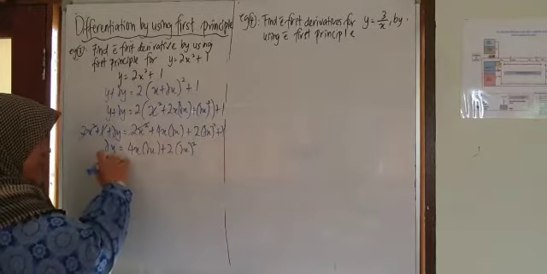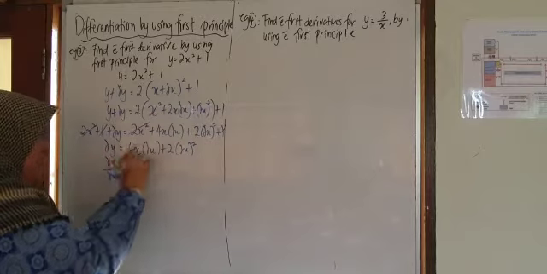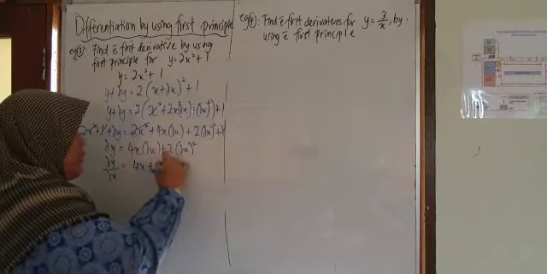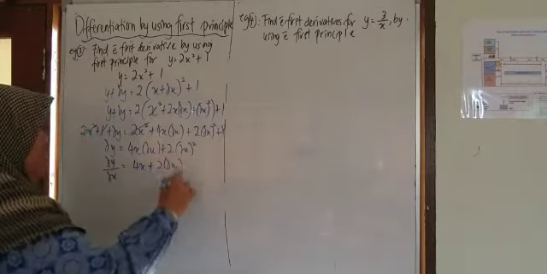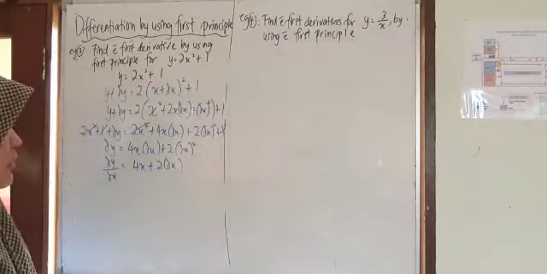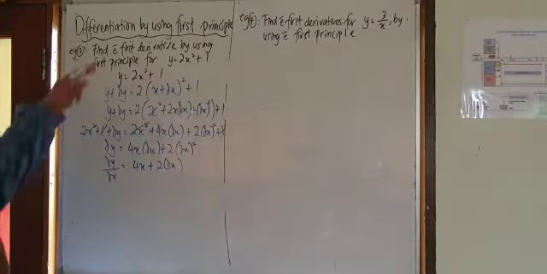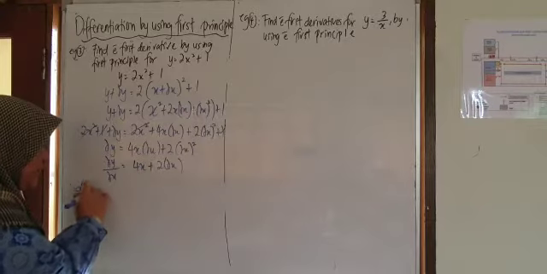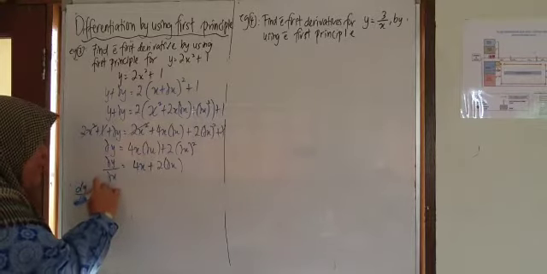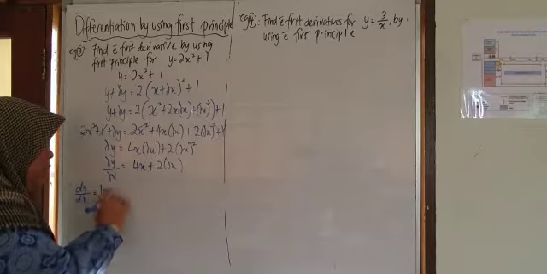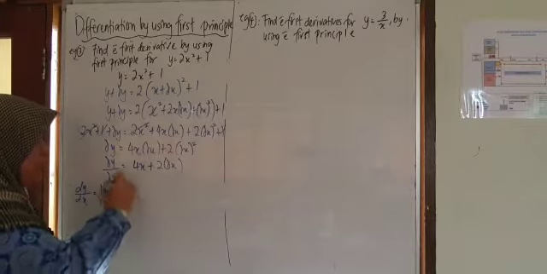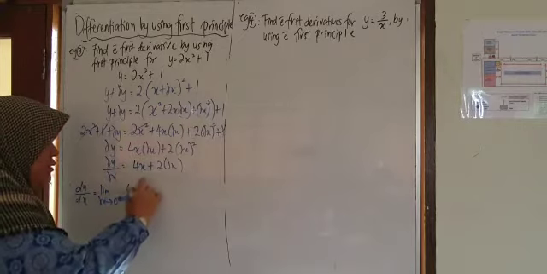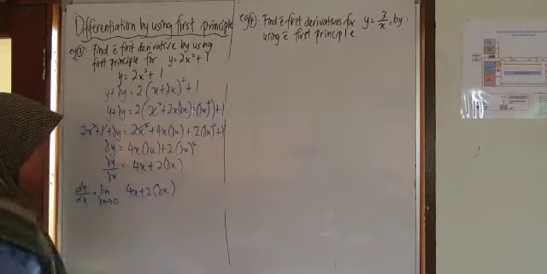So what is our delta y over delta x? Delta y over delta x should be equal to 4x plus 2 delta x. So again, we are talking about the first principle for the first derivative. So we want to find dy/dx. So dy/dx is equal to the limit as delta x approaches 0 of delta y over delta x, which is 4x plus 2 delta x.